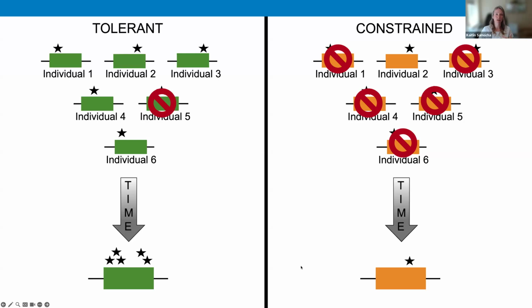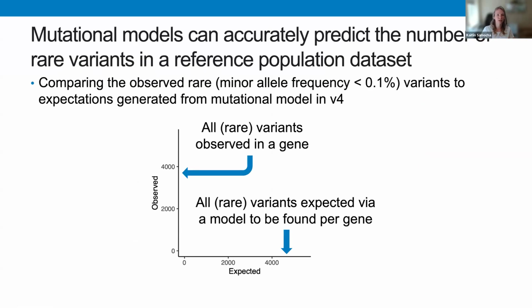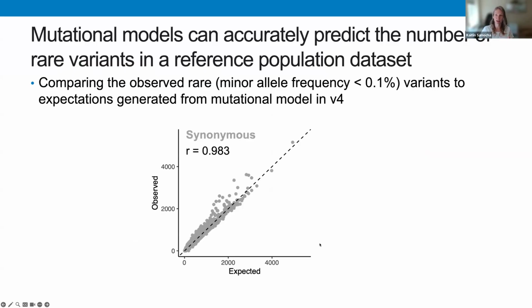So we have to have an expectation here, and we have developed mutational models to be able to do this. So these are based on sequence context pretty much alone, with some corrections for regional factors or sequencing depth of coverage. But what we want to do here is show you that these work. So here we're comparing, again, the observed minor allele frequency less than 0.1%, so observed rare variants in a gene, compared to the expectations from a mutational model. When we look at synonymous variants, for example, in gnomAD v4, we see a very tight correlation. So each of these dots is a gene, and we can see the expected number of synonymous variants and the observed number of synonymous variants. And that is a very tight, high correlation. So our mutational model, we trust, can predict these mutations.